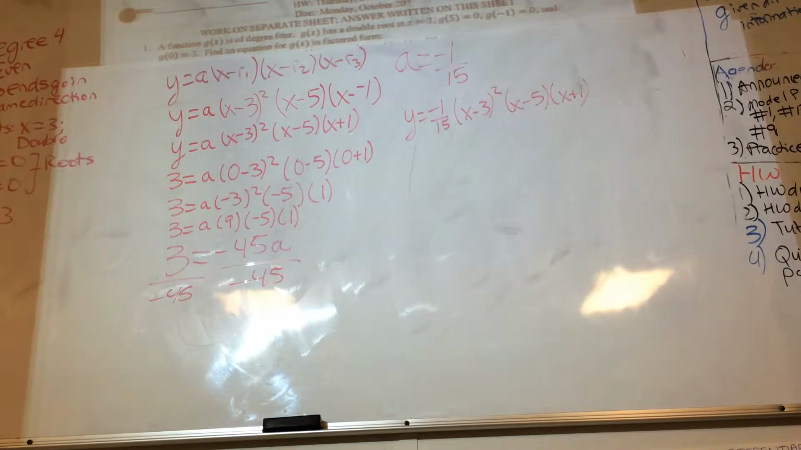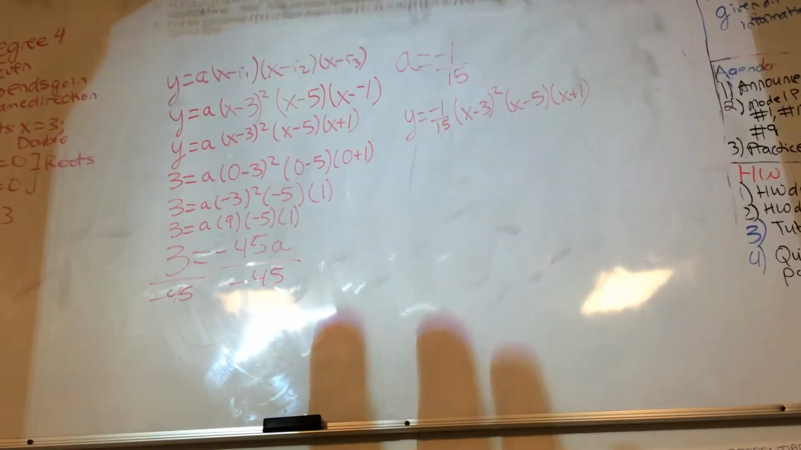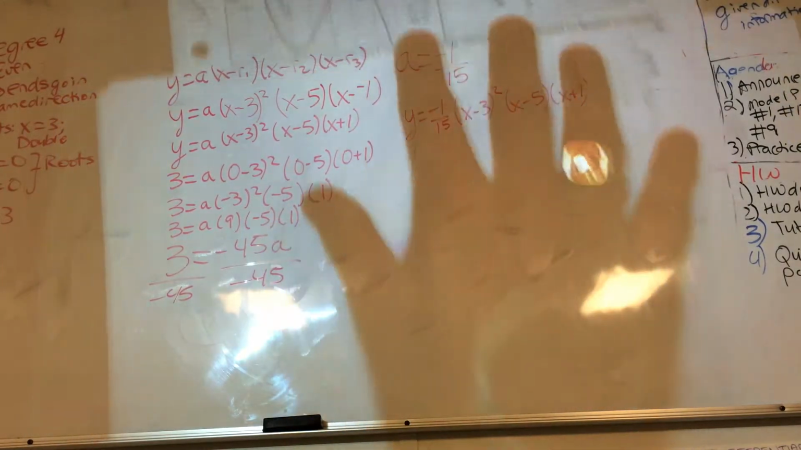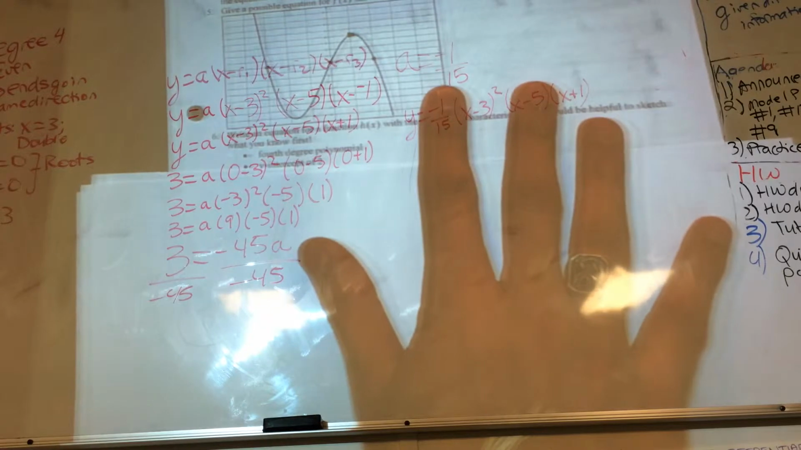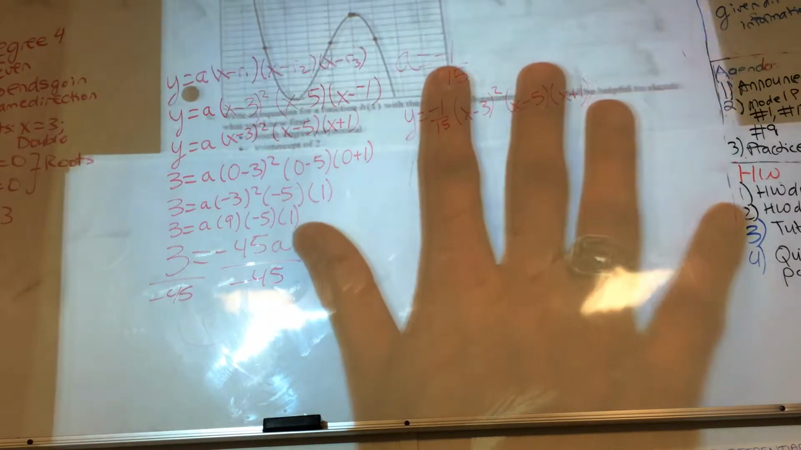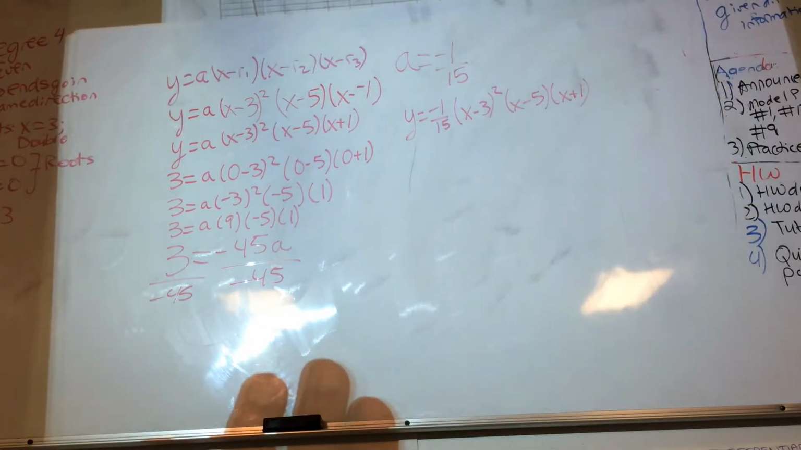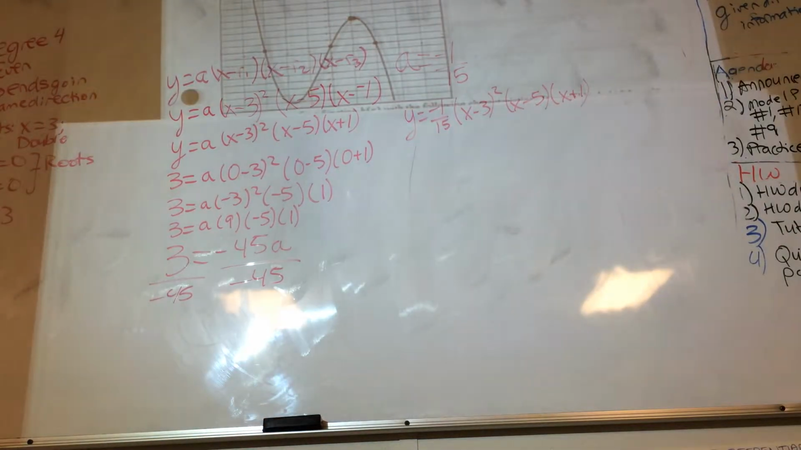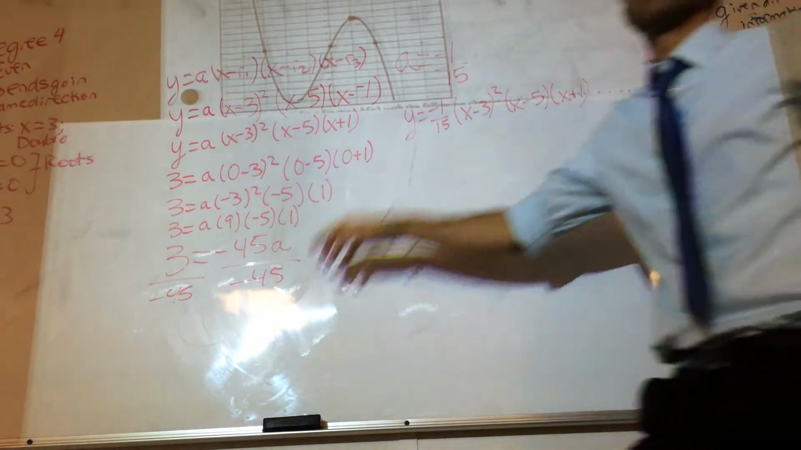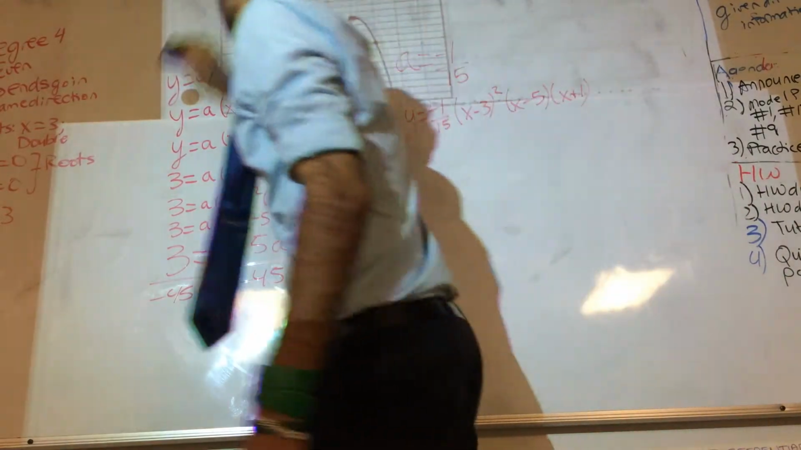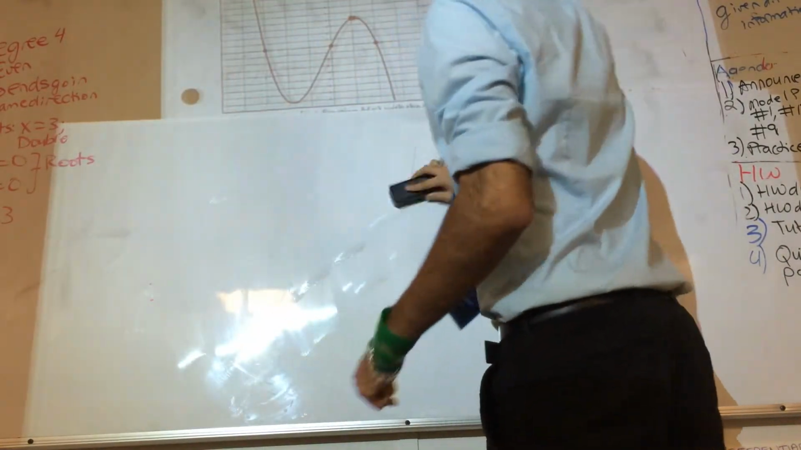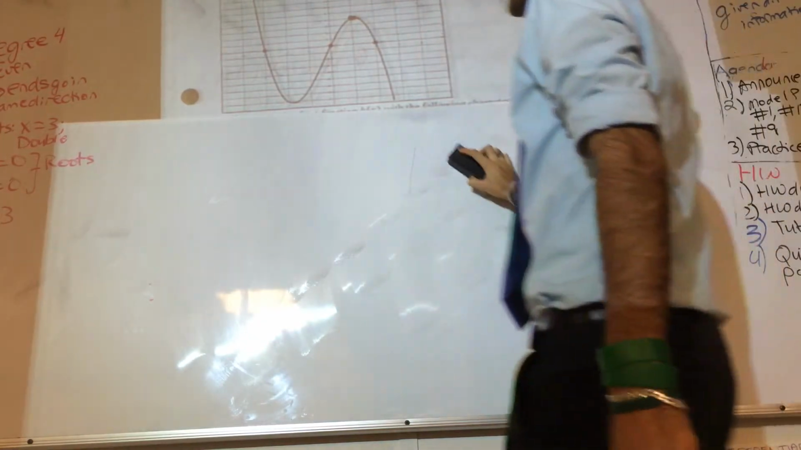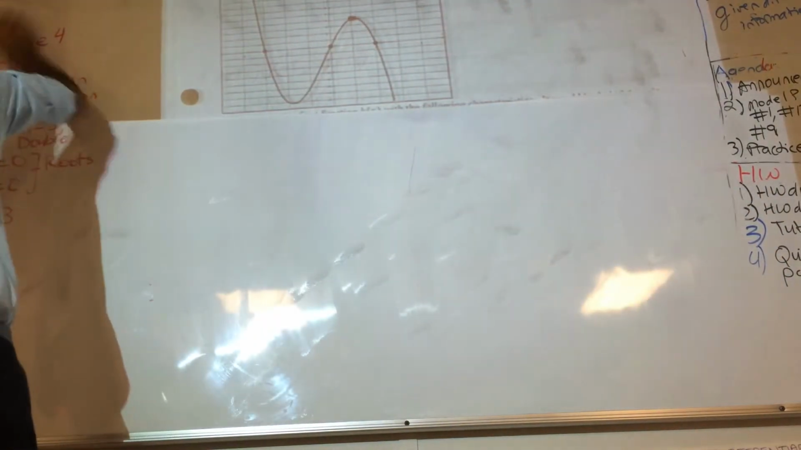All right, let's keep going forward. So the next one we want to do is number 5. Does anybody still need what's on the board? Okay. So number 5 says give a possible equation for this function shown below.